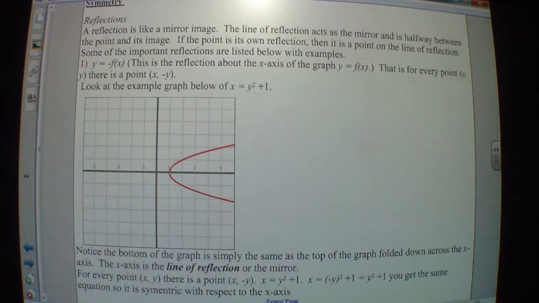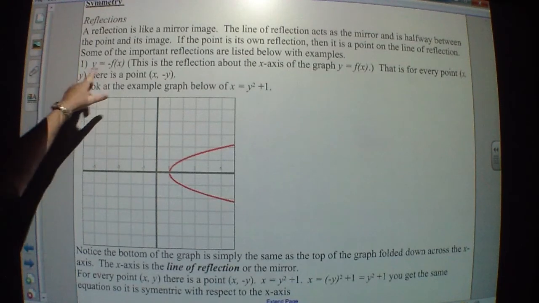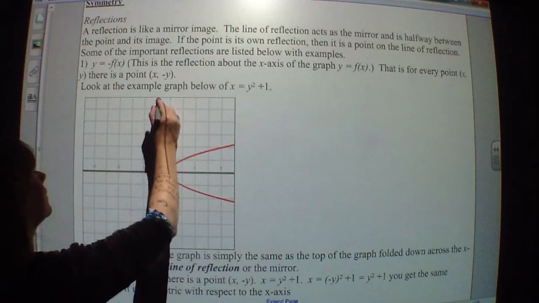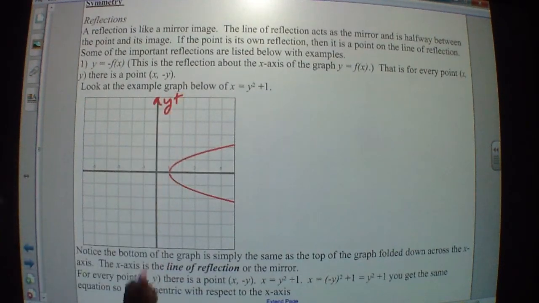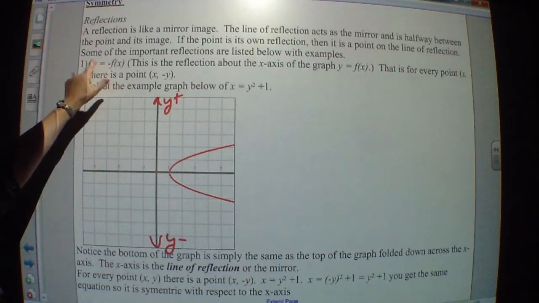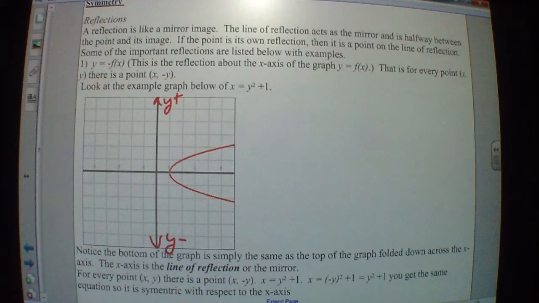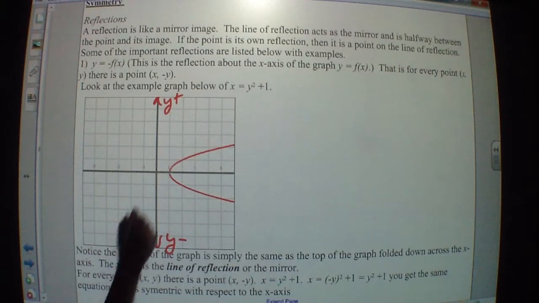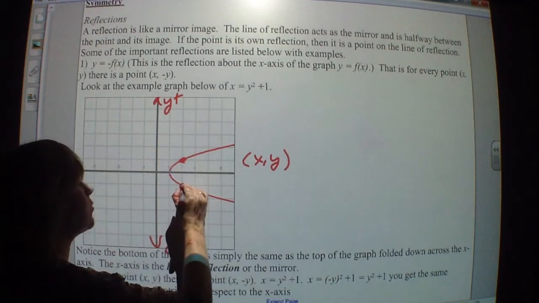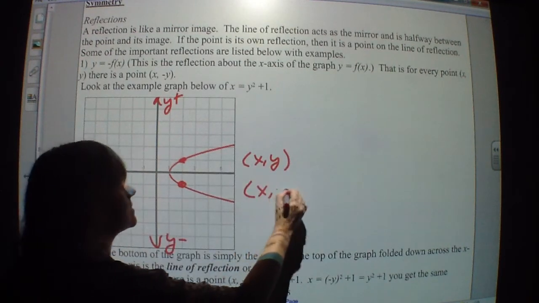around the x-axis. And another way, they write it as y is equal to negative f of x. Because y is positive here, y is negative down there. So your y, which is f of x, changes from positive to a negative. So for every point x, y, there is a point down here, which is x, negative y.